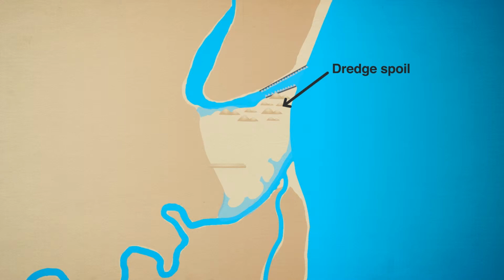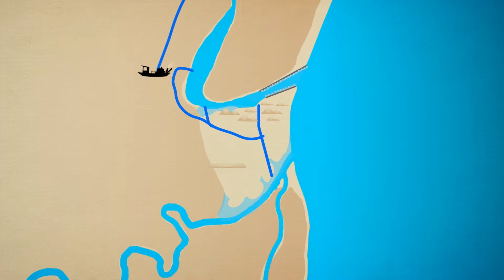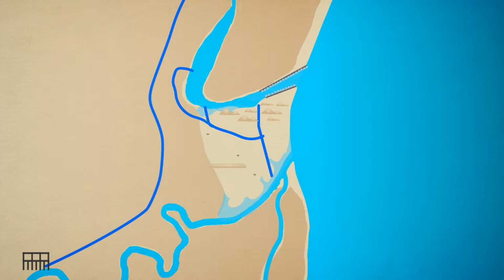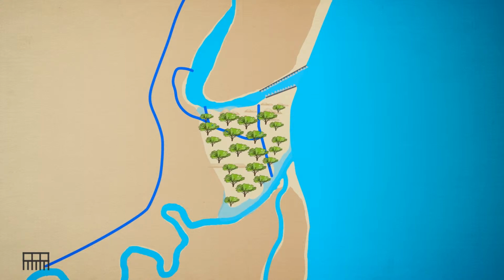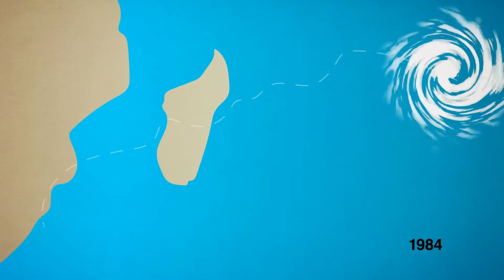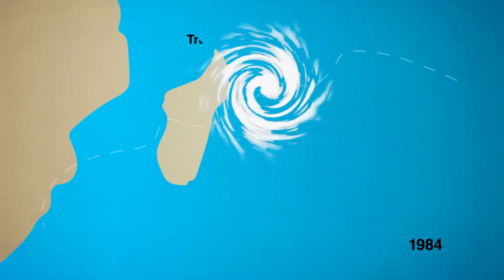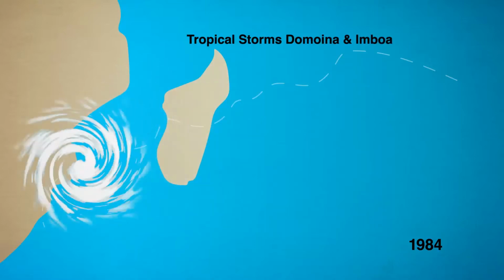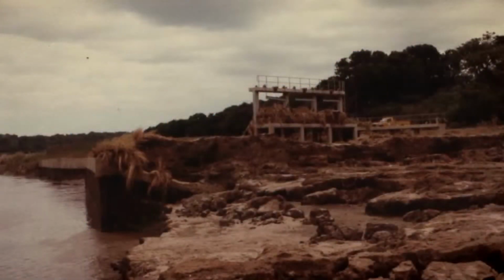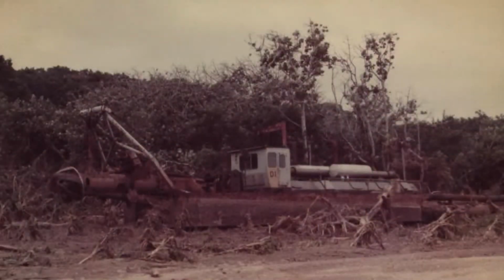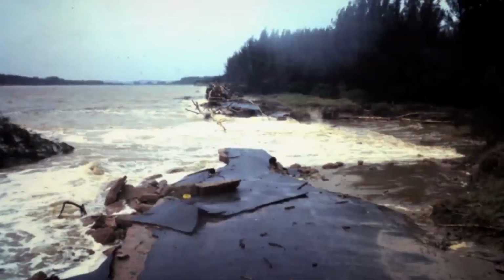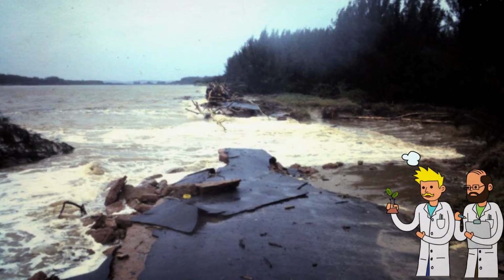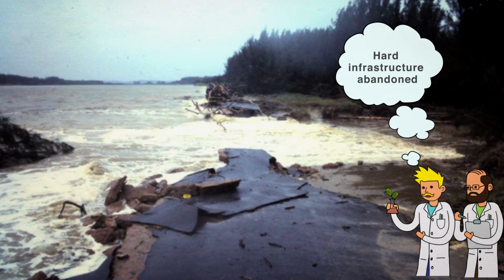There were a number of unsuccessful attempts to supply fresh water to the St Lucia Estuary without Umfolozi sediments. These included the dredging of a series of canals and the building of an intake works on the Umfolozi River. This changed a previously dynamic aquatic habitat into a stable terrestrial one. Tropical storms Domoina and Imboa struck the KZN coast in 1984. These powerful storms damaged the intake works and groynes out to sea and washed away the dredges. This led to a management review, and the use of hard infrastructure was abandoned.